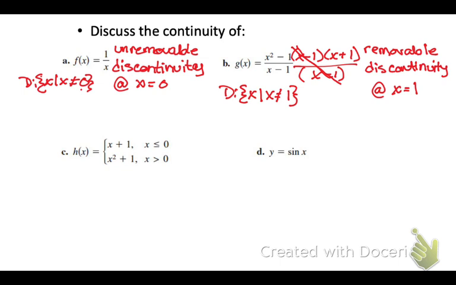So this domain is x less than or equal to 0 or x greater than 0. That means it's the whole thing, right? It's everything. Negative infinity to positive infinity. So now we probably need to sketch a graph of it so we can see, because it's a piecewise function. Remember, with piecewise functions we do one function and then the other, right? We don't do them all at one time. So we need to sketch a little graph.